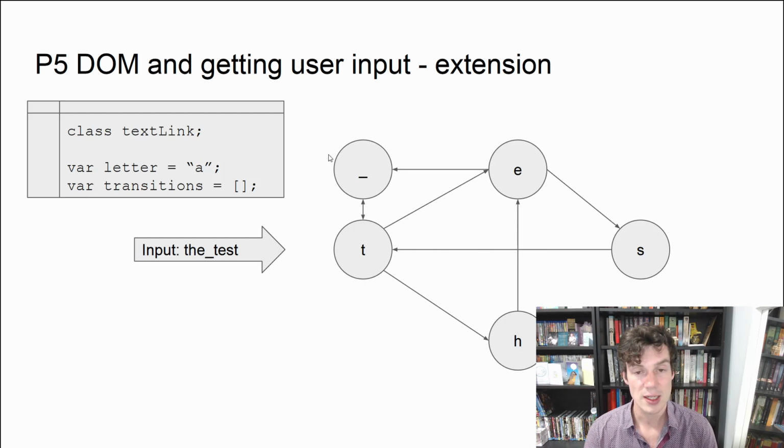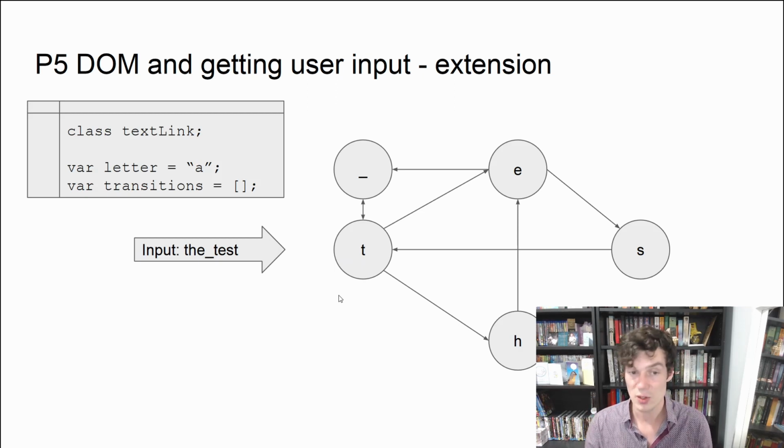So each of these nodes over here is an object. It's a TextLink object. This here, whoops, don't click on the slides, they change on you. This here is, for example, the letter property that might be in there. So if the input was "the test", we've got a letter that's T, we've got a letter that's H, we've got a letter that's E for the, and then we have a letter of the underscore, and we have the letter S for the rest of test.